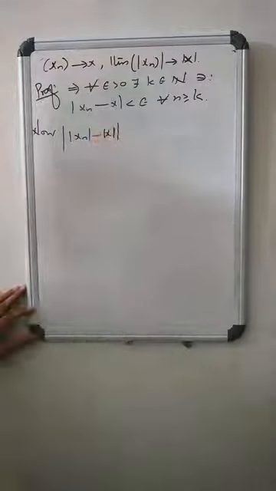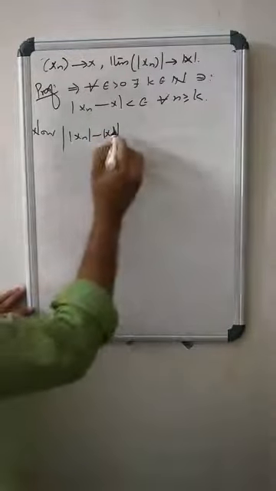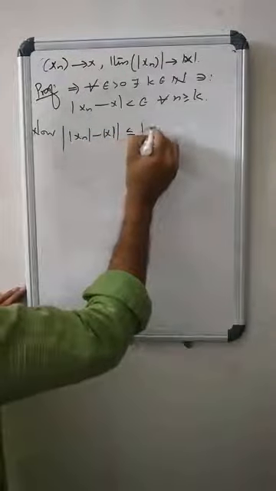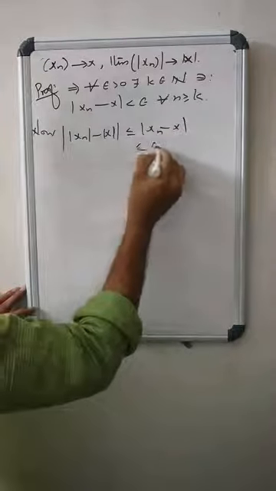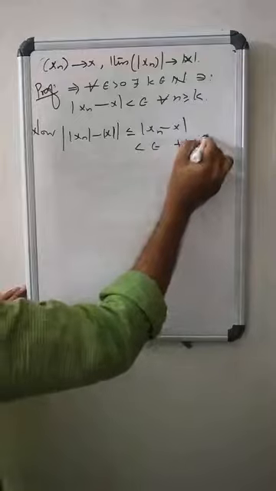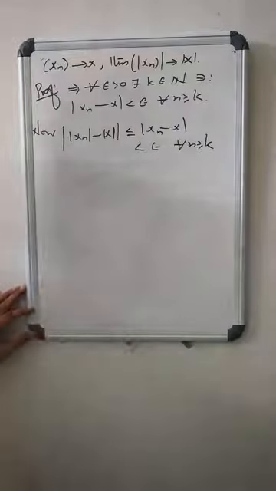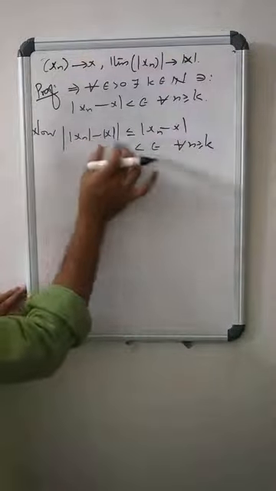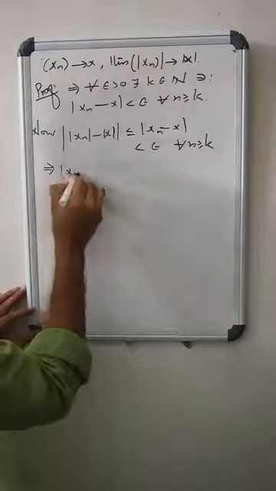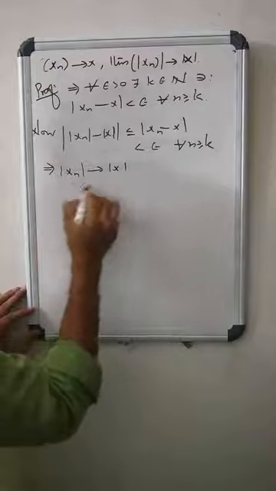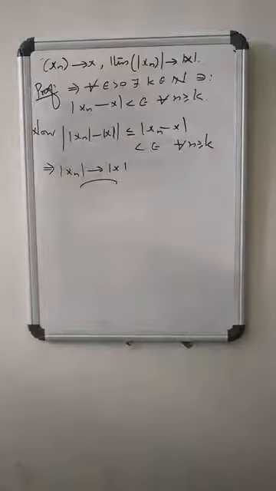We know that ||xn| - |x|| is less than or equal to |xn - x|. But |xn - x| < epsilon for all n greater than or equal to k. Ultimately, ||xn| - |x|| < epsilon for all n greater than or equal to k. That means |xn| converges to |x|. So the proof is complete.